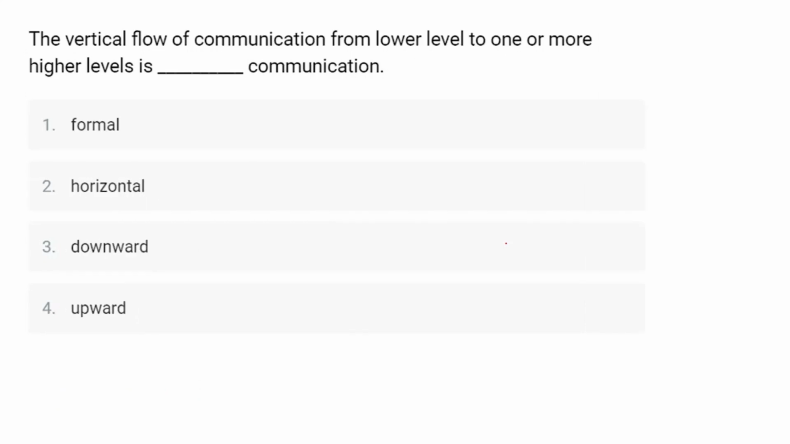Next question. The vertical flow of communication from lower level to one or more higher levels is dash communication. Anyone? Okay. So it's upward communication. It's a vertical flow of communication. Going from lower level to higher level is among the hierarchies of the professional world. So when it is coming from an employee to the employer through the various levels of hierarchy, it's mostly called upward communication.